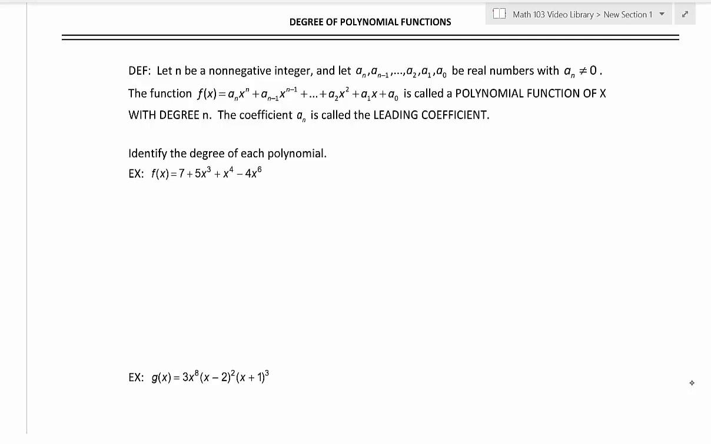This video discusses how to find the degree of a polynomial function. We'll start with the definition of a polynomial function.